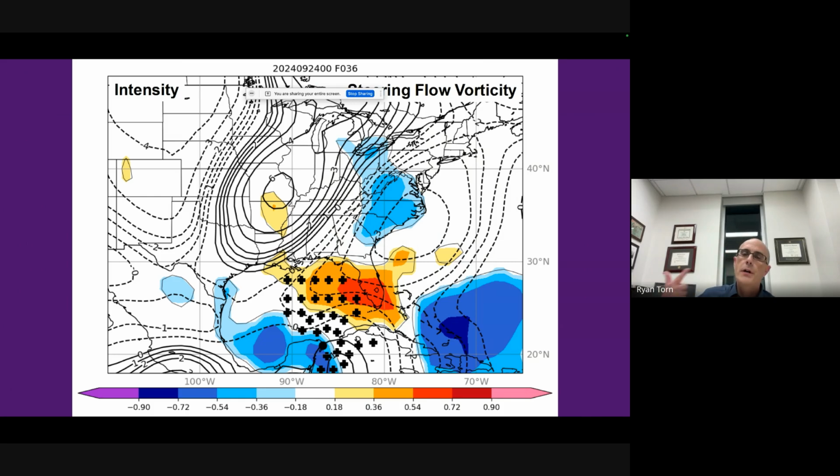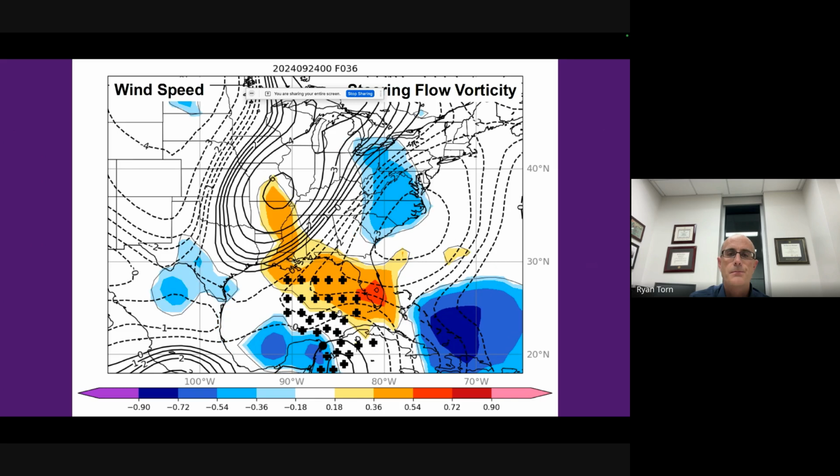So now let's go through and look at the sensitivity of each of these metrics to the steering flow vorticity at this time. So this is for the intensity metric. You see that there's a lot of sensitivity to the steering flow vorticity over the Gulf, such that if I weaken the subtropical ridge here, I get a stronger storm in the forecast, which again lines up well with the dropsonde locations. Wind speed shows something very similar. Again, weakening the subtropical ridge, stronger winds in the forecast.